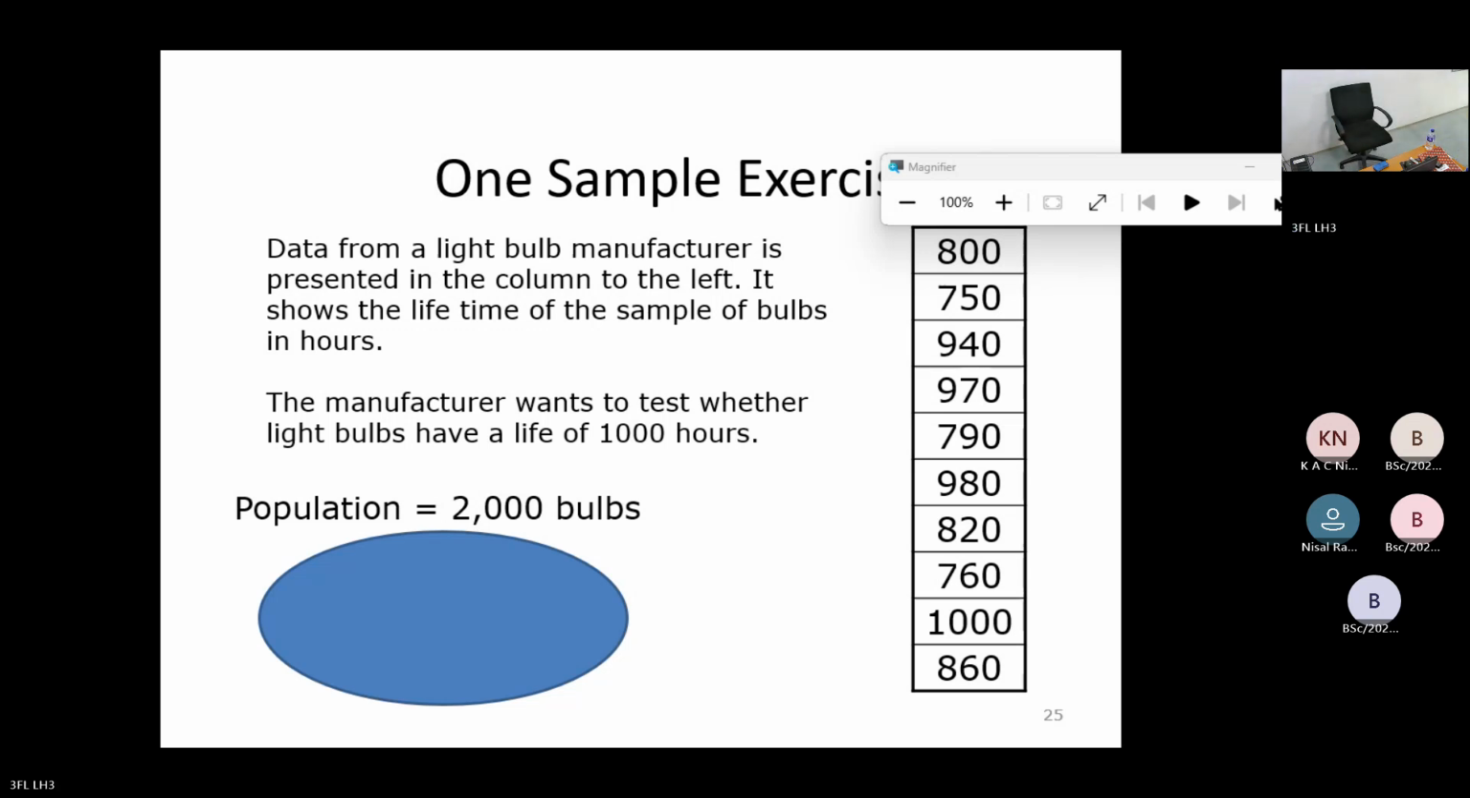Let's say you are going for an internship at a bulb manufacturing company, a tube light and bulb company. It is not an audit firm. The business where you are going for the internship produces 2000 bulbs.